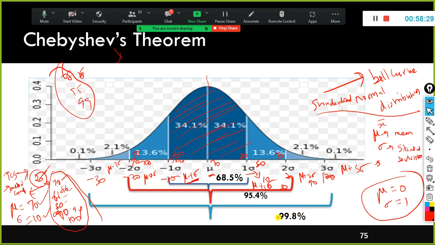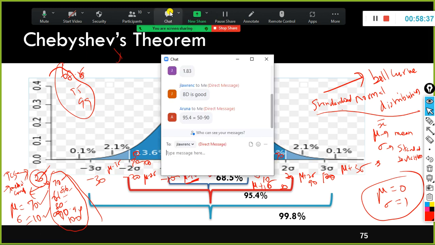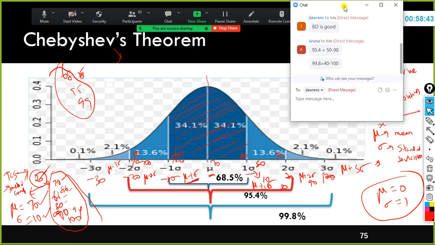99% of employees' heart rate ranges between which value? Can you all please type it in the chat window? Let me see how many of you are able to understand, how many of you are concentrating here. Aruna says 99.8. Yeah, 95% of the area covers, right? Which means 95% of the employees' heart rate ranges between 50 to 90. 99% of the employees. Very good, Aruna. Aruna was able to understand very clearly.